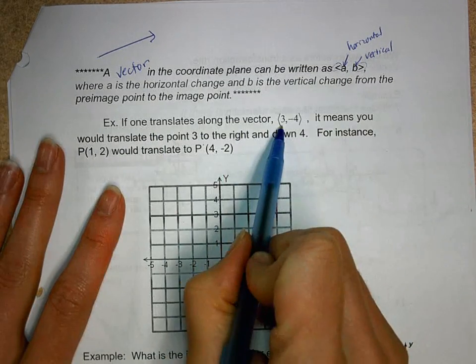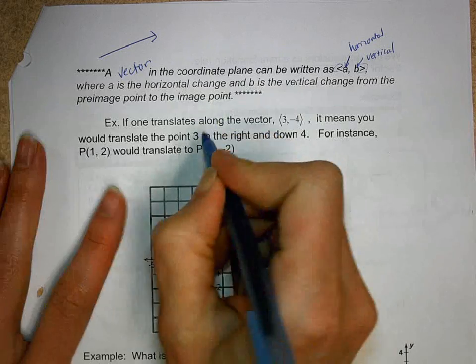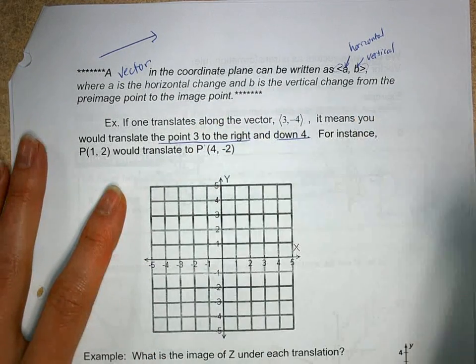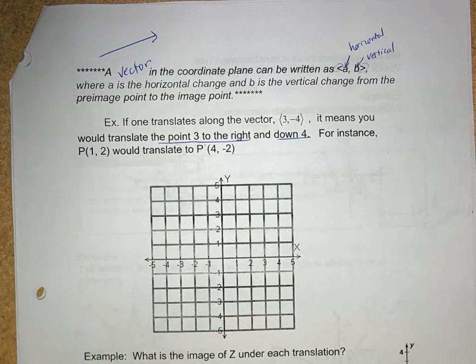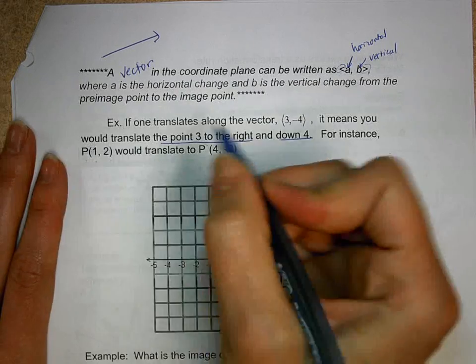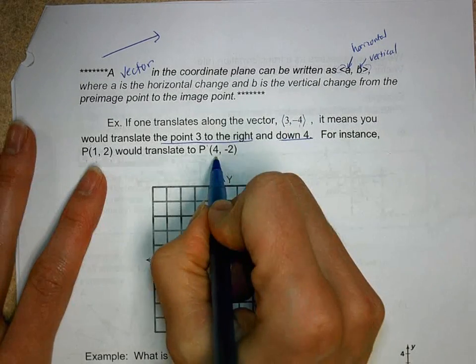So here's what I mean by this. If I have a vector that's <3, -4>, it means you would translate a point 3 to the right and down 4, because the signs tell you right or left, up or down. For instance, here point (1, 2) would translate using this vector to (4, -2).